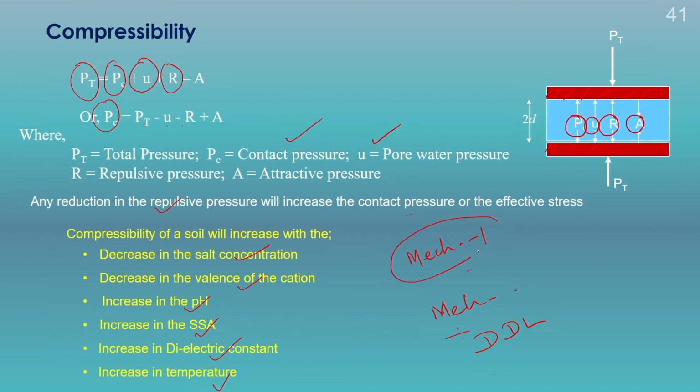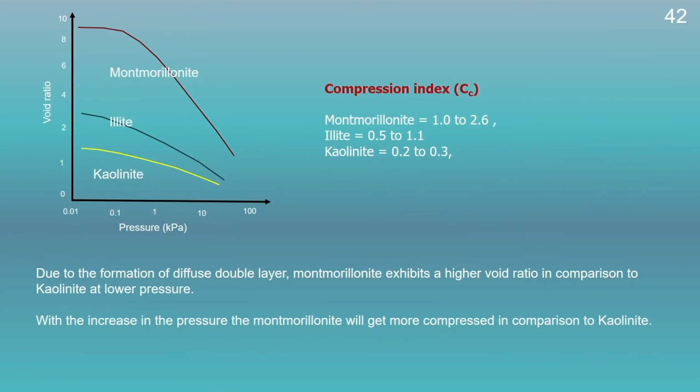So, if we look into different clay minerals, mechanism 1 or mechanism 2 can govern their compressibility behavior. If we look into the three minerals montmorillonite, illite and kaolinite, we could see the difference in the compressibility behavior in the presence of different pressure. We could see montmorillonite will be exhibiting a higher value of void ratio in comparison to illite and kaolinite.